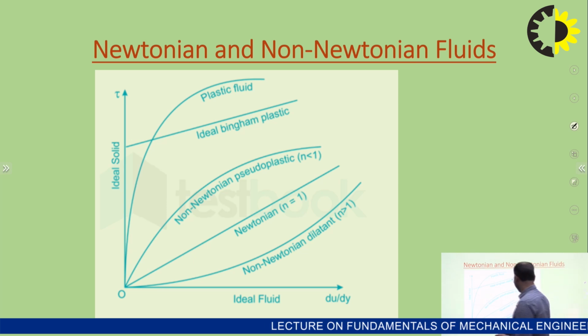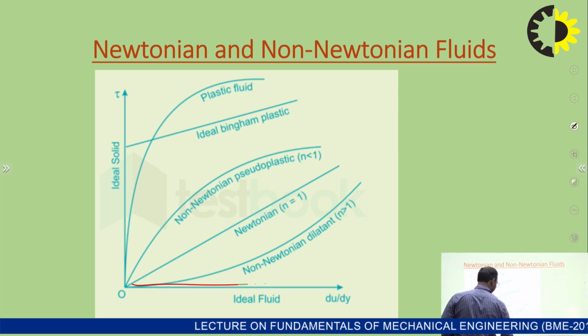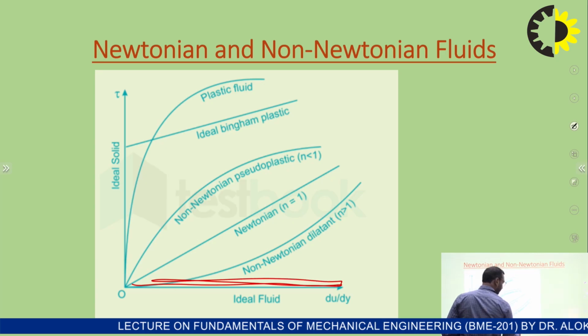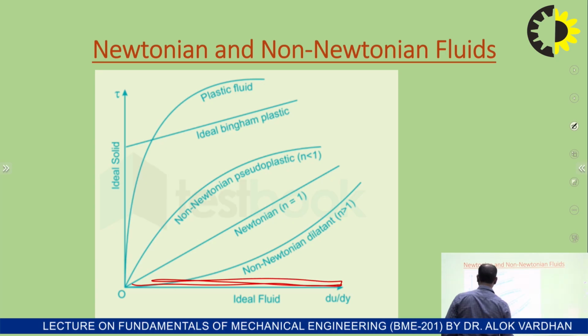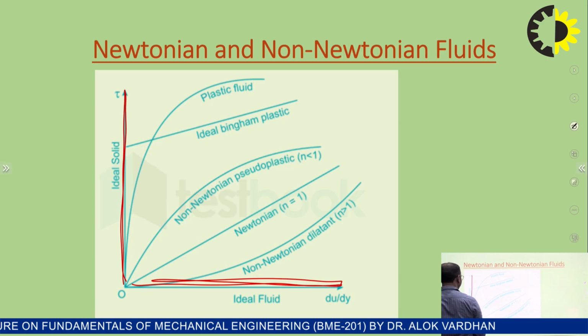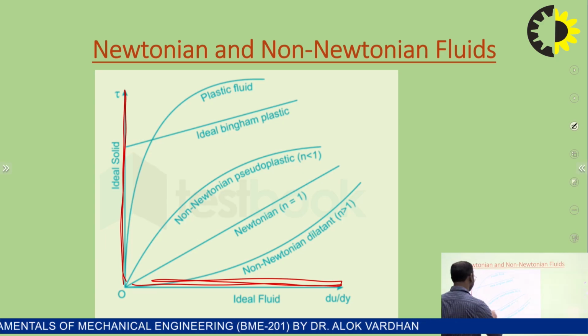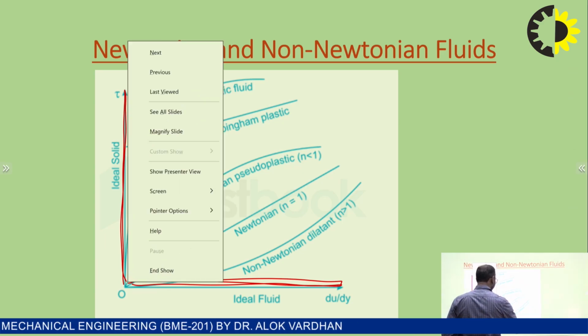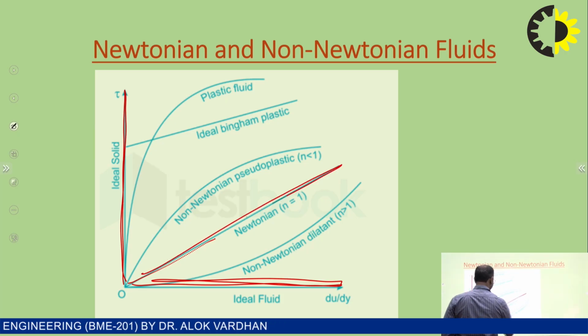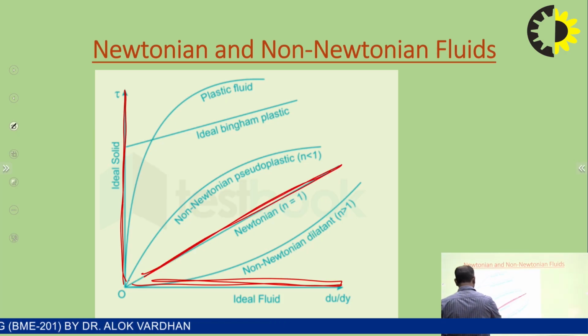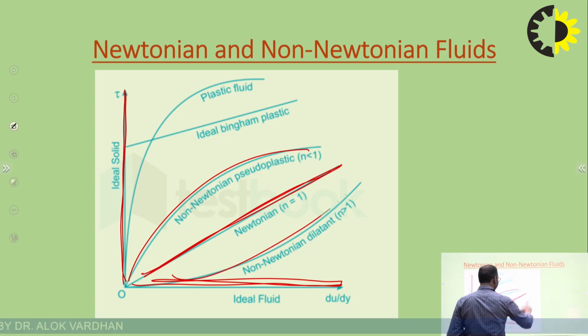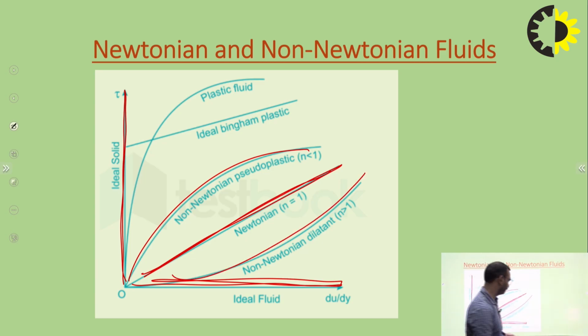In this graph, on the x-axis, this is rate of shear strain or velocity gradient, and on the y-axis there is shear stress. So those fluids which follow this line are called Newtonian, and those fluids which follow this line are called non-Newtonian fluid.